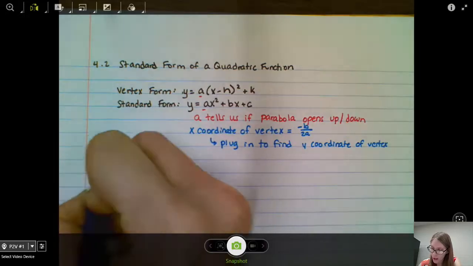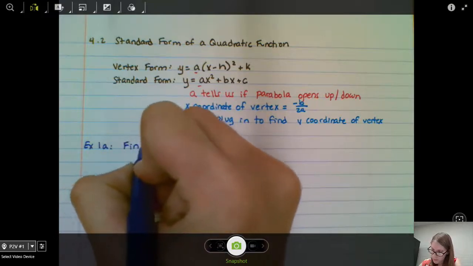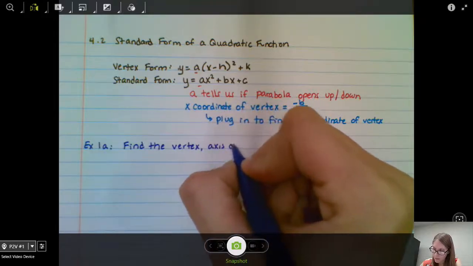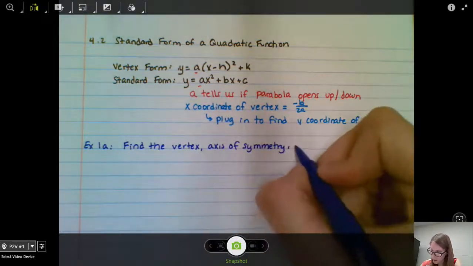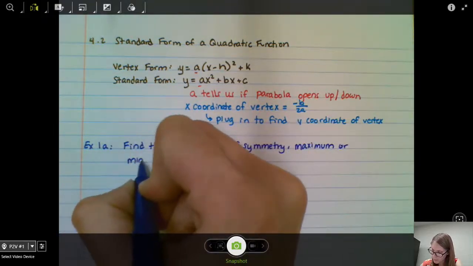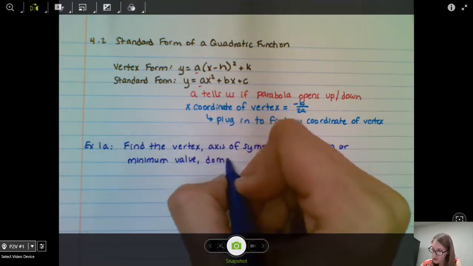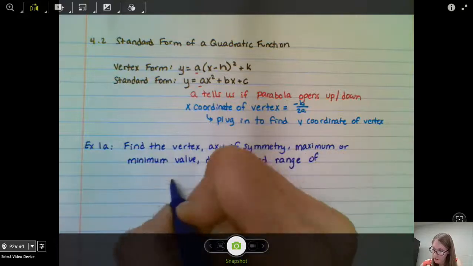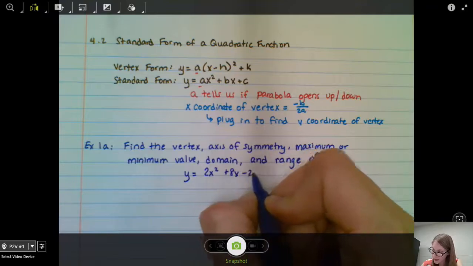Here is example 1a. Let's find the vertex, the axis of symmetry, the maximum or minimum value, the domain, and the range of our function y equals 2x squared plus 8x minus 2.